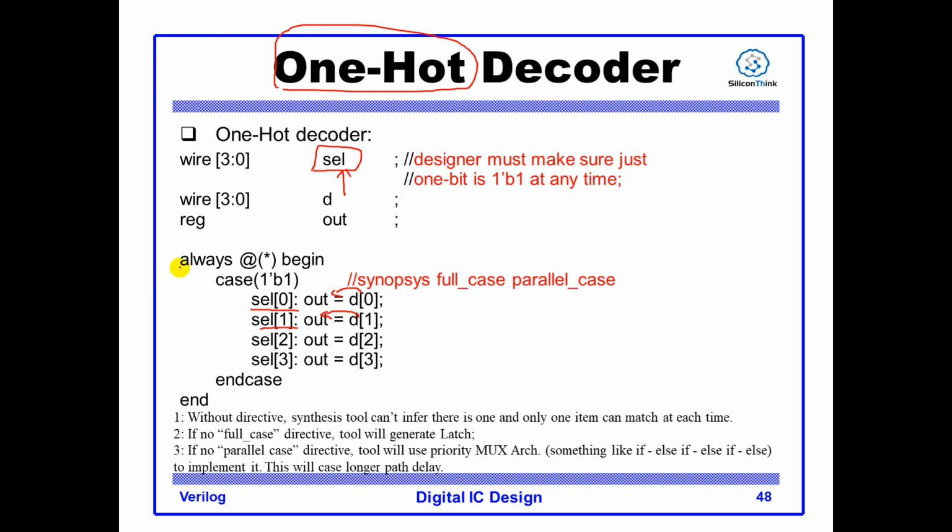Yeah, this is a method of coding it. Use the case statement, and this is a check value. The check value is a constant one. We will check whether this bit is equal to 1 or not, whether this bit is equal to 1 or not, whether this bit is equal to 1 or not, and whether this bit is equal to 1 or not. If this bit is equal to 1, this statement will be executed.